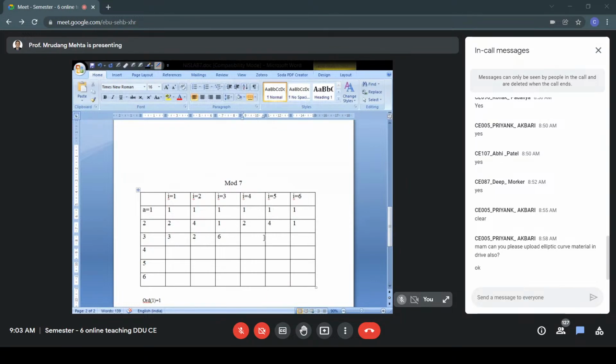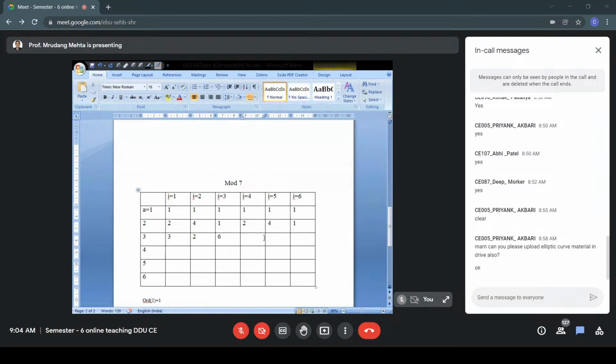Now 3 raised to 5. Let me change my calculator. 3 raised to 5 is 243. 243 mod 7 gives me 5. And last is 3 raised to 6 mod 7.